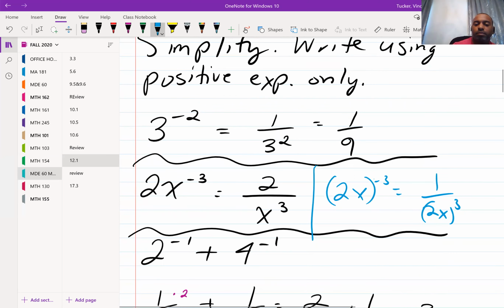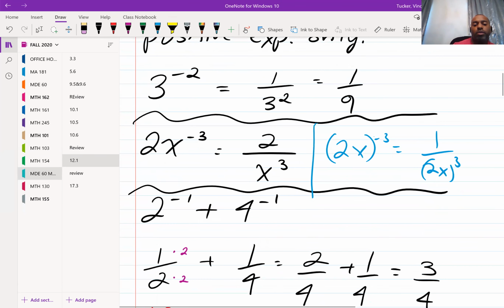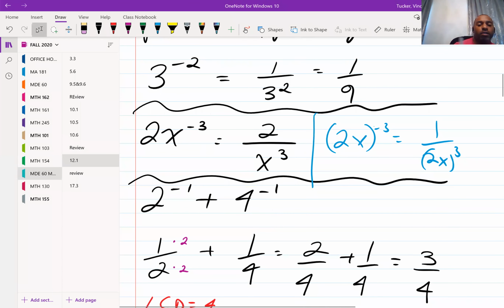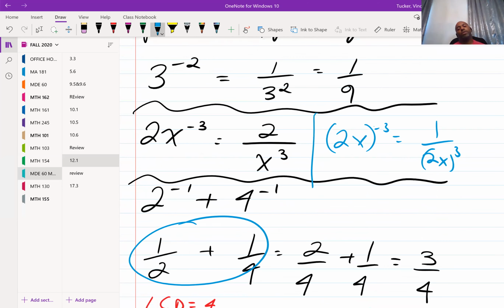All right. Next one, we have 2 to the negative first power plus 4 to the negative first power. So what I would do is drop them both down to your denominator, which gives us this, 1 over 2 plus 1 over 4.